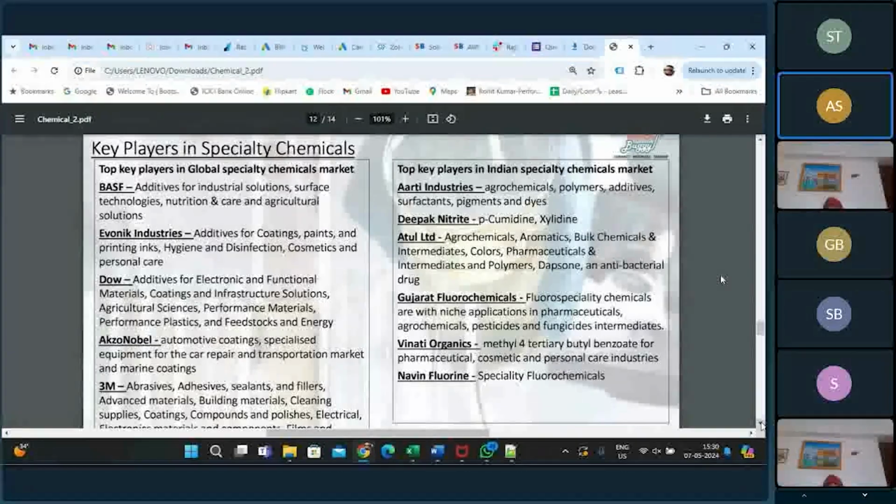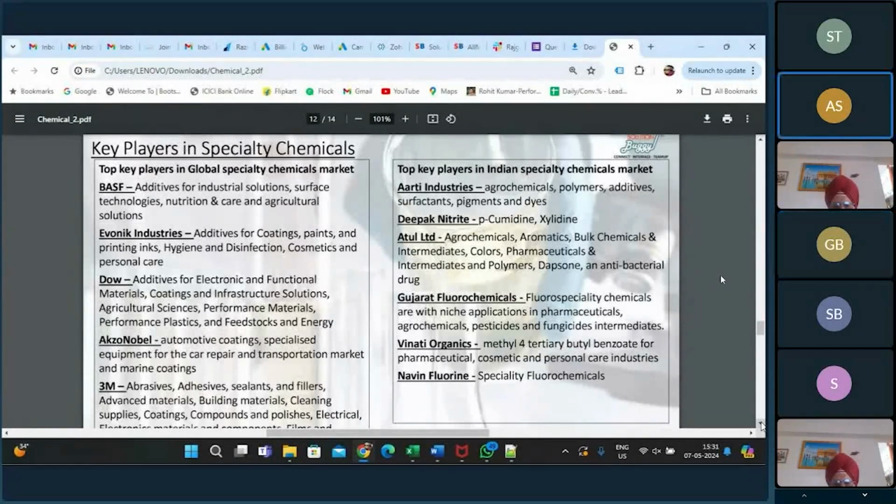So well-knowns are BASF, Evonik, Dow, Sesi, 3M. They all make specialty chemicals, intermediates for making finished products in the agricultural space or in coatings, paints, or also in personal care, home care kind of products. So they all make specialty ingredients for this market.